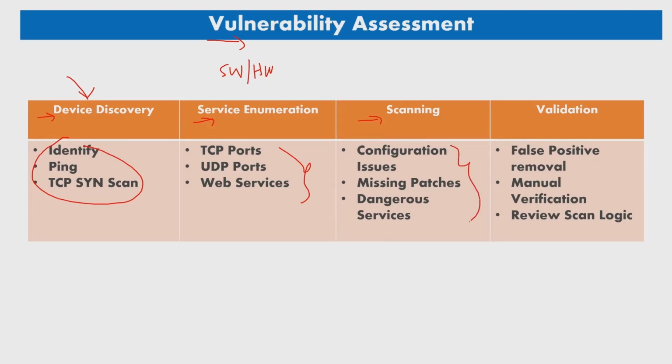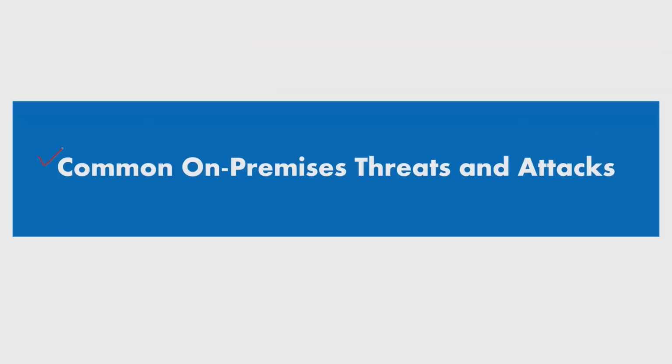The fourth part is called validation. Some of the problems discovered by a vulnerability scanner may be false positives, and these issues may be legitimate in some cases, but they may not be relevant in others due to compensating controls that the vulnerability scanner cannot account for. Now let's talk about common on-premises threats and attacks.